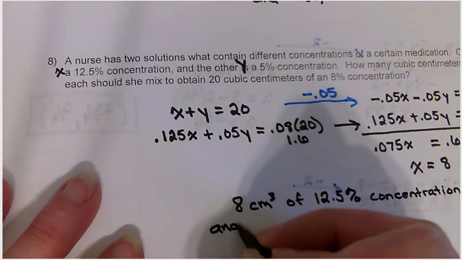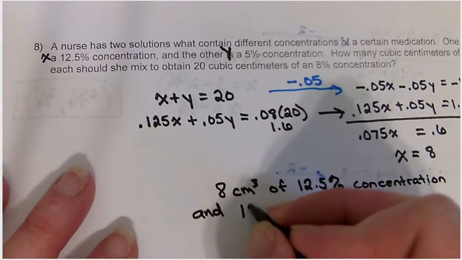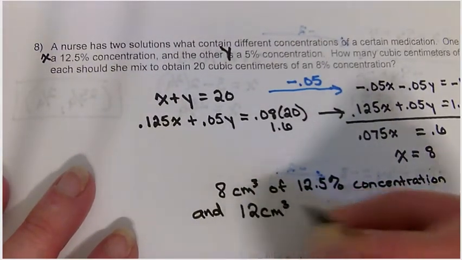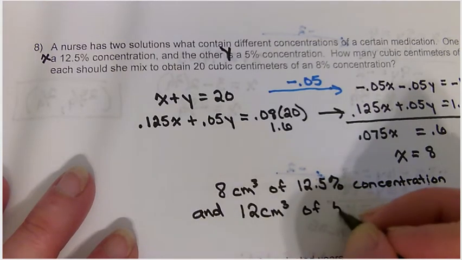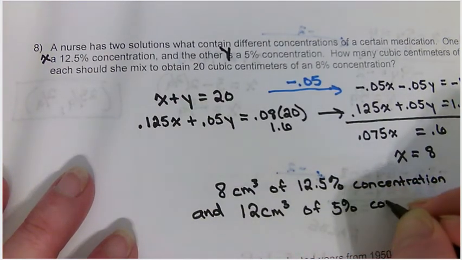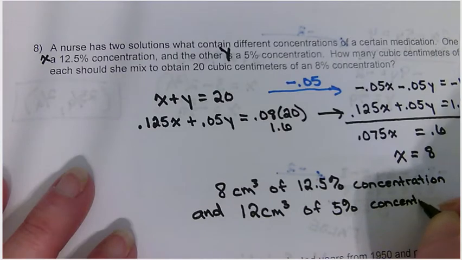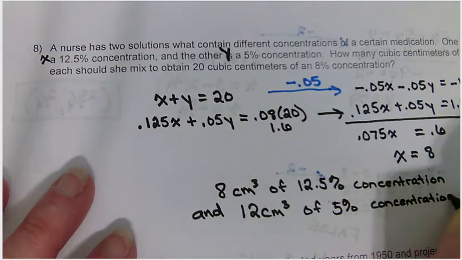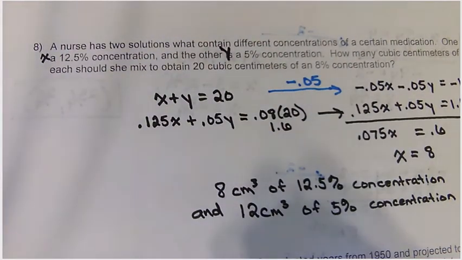And how much of the other one? 12 cubic centimeters of 5%. Notice it's going to take more of the 5% if we want the overall concentration to be at an 8. We're trying to combine 12.5 and 5 to get that 8.